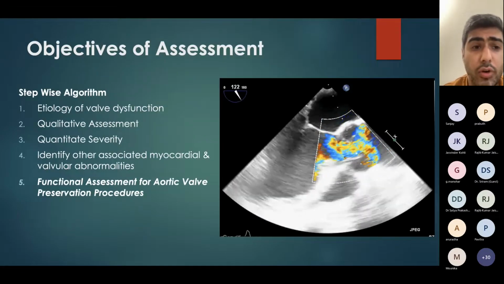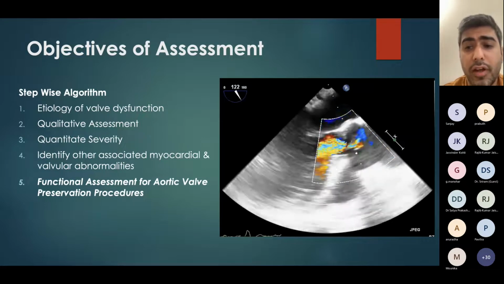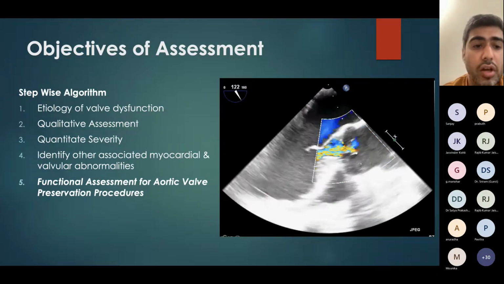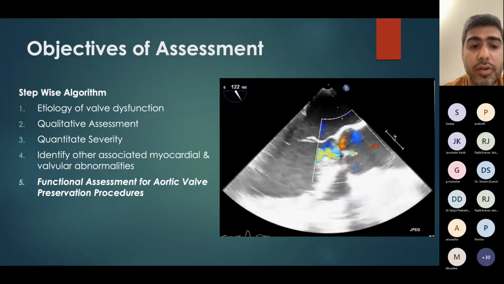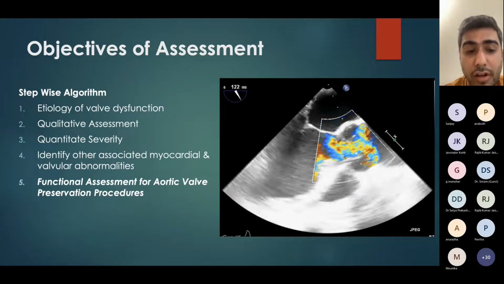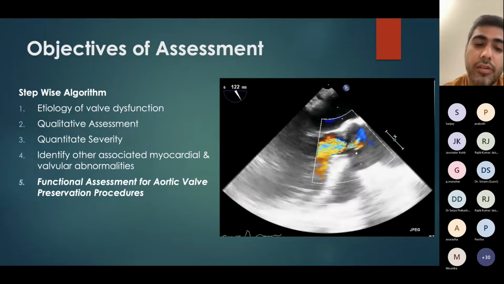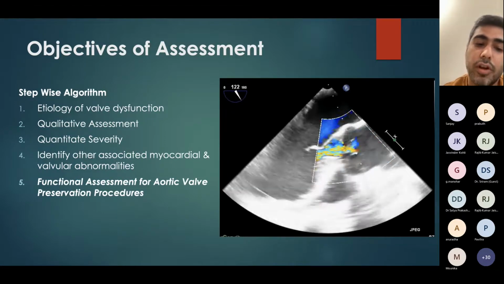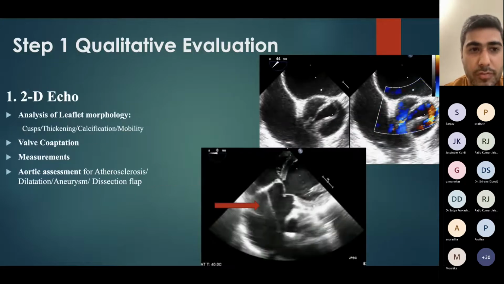So we need to go in a stepwise manner again for identifying aortic regurgitant pathologies. We need to have a qualitative assessment, a quantitative assessment, then identify other associated myocardial and valvular abnormalities, and then assess possibility for any leaflet preservation procedures.